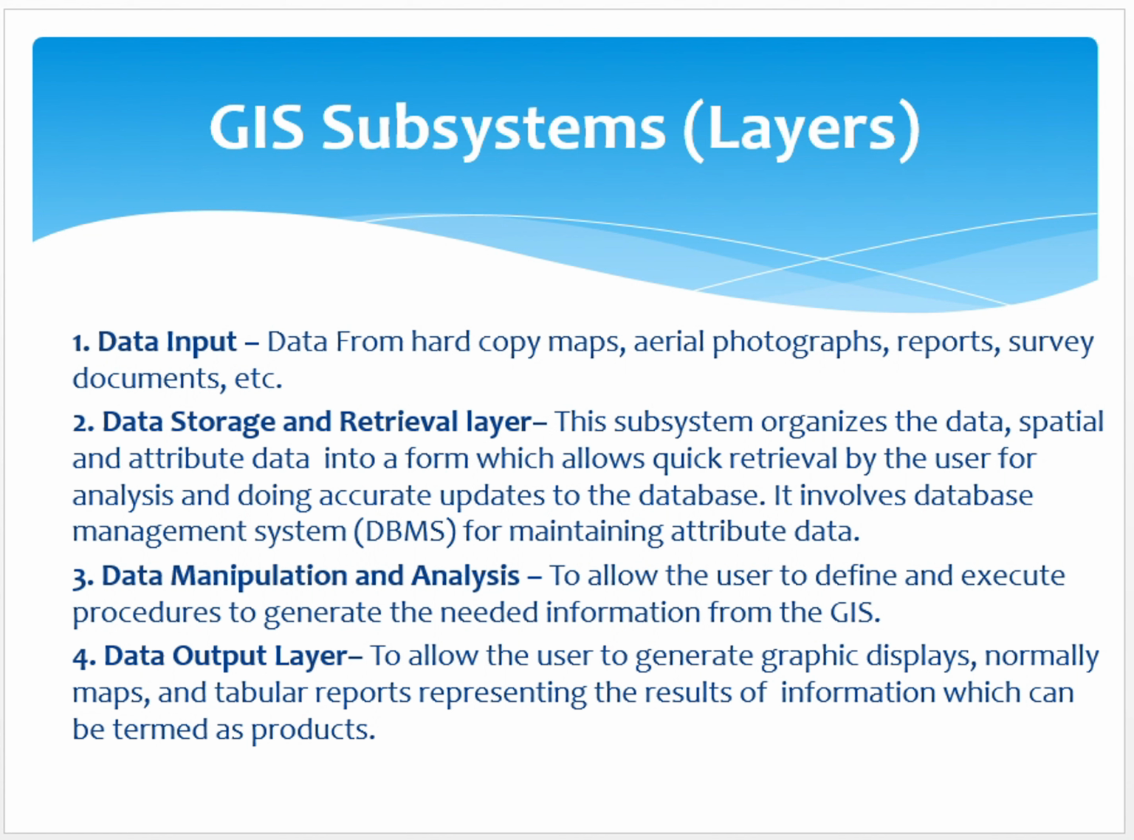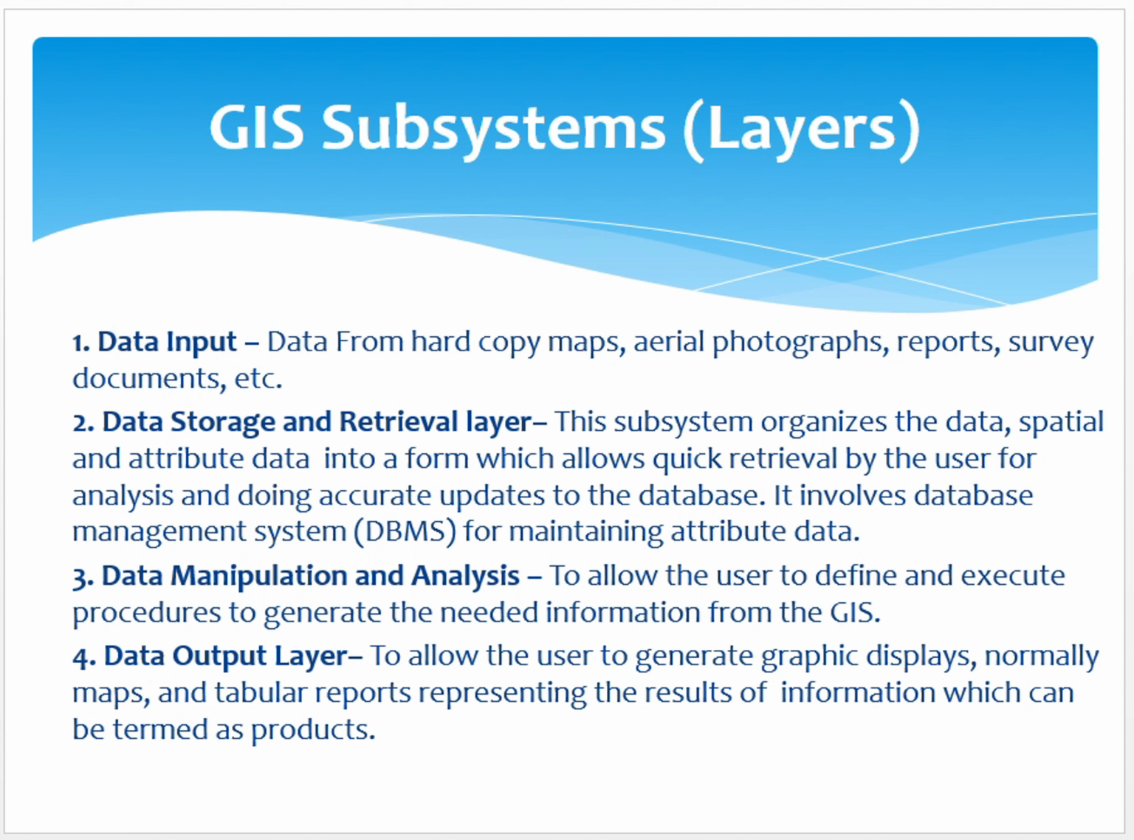We also have layers or subsystems in GIS. One layer is the data input layer. This data could be from hard copies of already existing maps. It could also be soft copies. Data could also be photographs that are either hard or soft. Data could be survey documents that are either hard copy or soft copies. Data could be reports that are either soft copies or hard, so it will depend on what you're using, but that level is called the data input layer or subsystem.